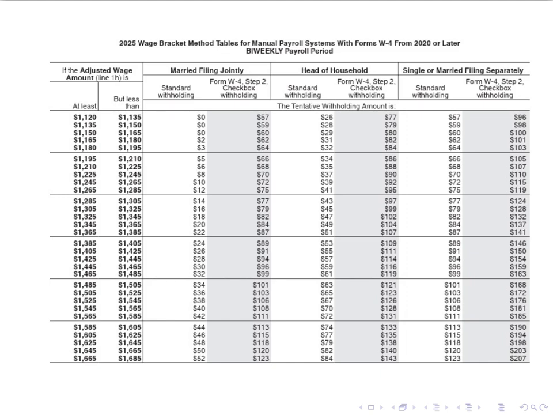So here's an example of one of them. This is a bi-weekly payroll. So you'll see at the top, it says bi-weekly. And then married filing jointly, head of household, single or married filing separately. And then within each of those, there is standard withholding and then Form W-4, Step 2 checkbox withholding. So standard withholding is standard, like it says. And then the Form W-4 Step 2 checkbox is when you have more than one job, or if you're filing married jointly where you're both working.